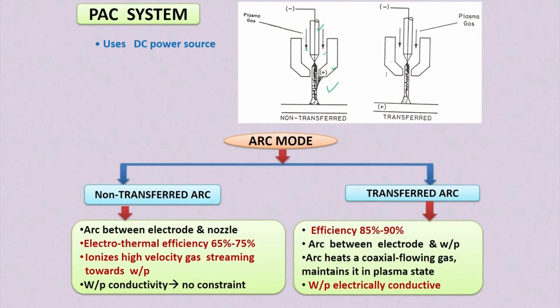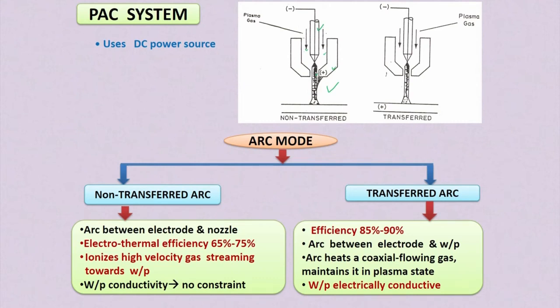When it is passing through this nozzle, it is ionized. This high-pressure, high-velocity plasma gas is ionized. And using this non-transfer mode, any kind of material, whether it is electrically conducting or electrically non-conducting, can be cut or machined.